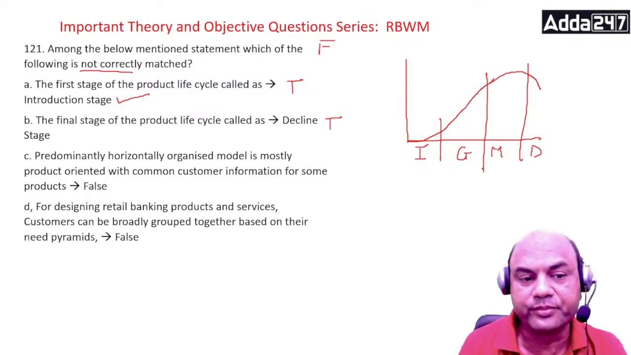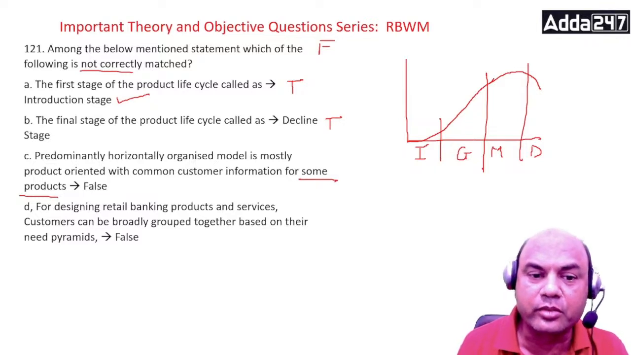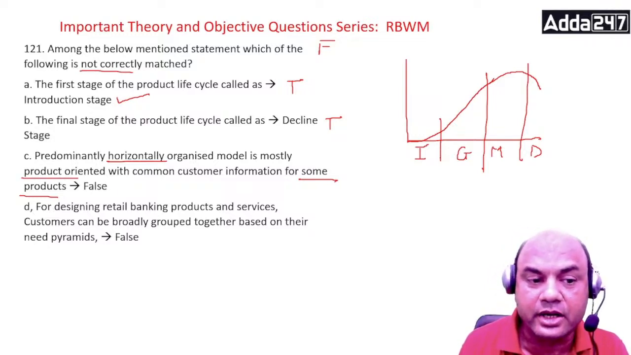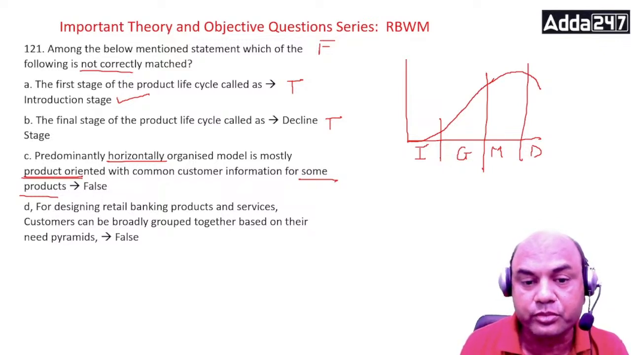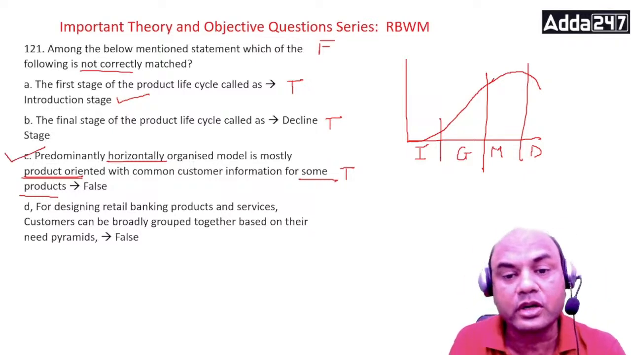Now these two only. Predominantly horizontally organized model is mostly product oriented with common customer information for some products. Remember this: predominantly horizontally organized means some data is shared among all the products. And product oriented means the data is shared within the same product, but not within other products. So this answer is true, but what is given? It's given as false. So this is not correctly matched. So this is your answer, C. It is not correctly matched.